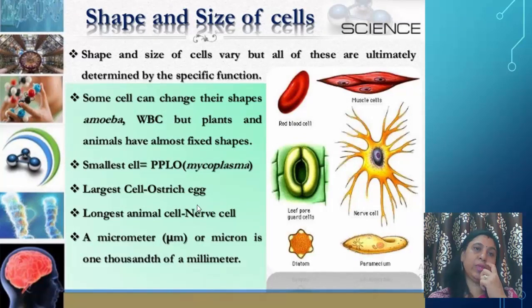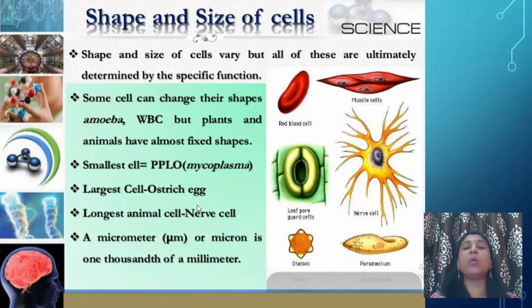Now, shape and sizes of the cells. The shape and size of cells vary, but all of these are ultimately determined by the specific functions. Some cells can change their shapes like amoeba, WBC, but plants and animals have almost fixed shapes. Shape means that depending on the place where the cells are present, they have different shapes and sizes. Okay. Smallest cell is PPLO, pleuropneumonia-like organism.